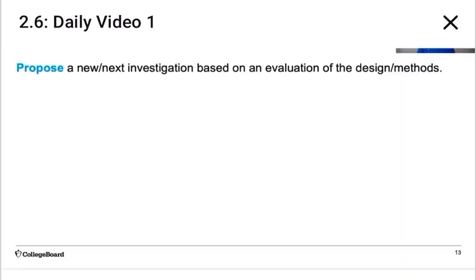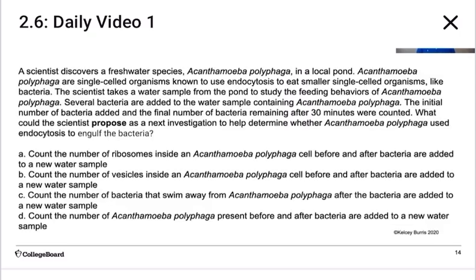In today's lesson, the focus is questions and methods. You're going to propose a new or next investigation based on an evaluation of the design methods. So what I would like you to do on this question is hit the pause button, read through it, and come up with your answer.